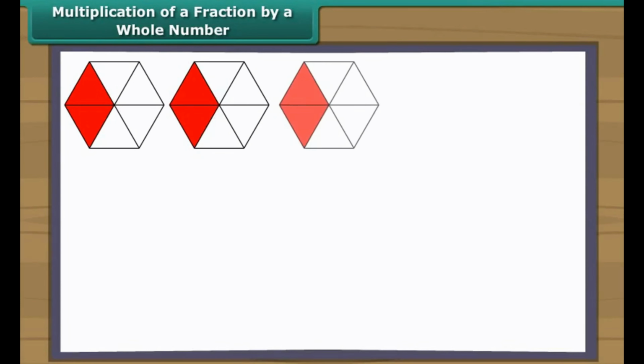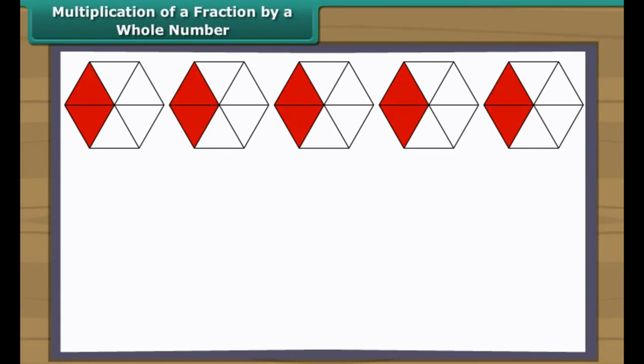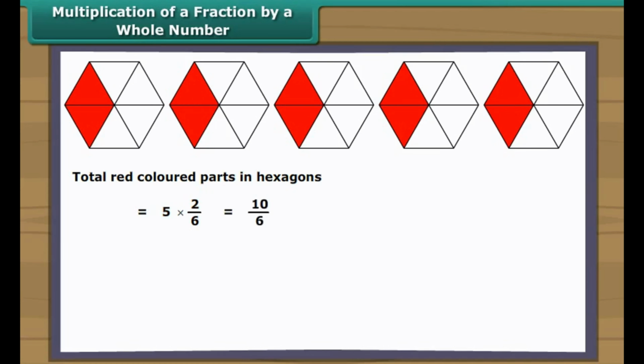Multiplication of a fraction by a whole number. Look at these hexagons and find out the total red-colored part. 2/6 of each hexagon is red-colored. Thus, in total we have 10/6 part red-colored. We can also find this by multiplying 5 with 2/6. Thus, to multiply a whole number with a proper or improper fraction, we multiply the whole number with the numerator of the fractions, keeping the denominator same.